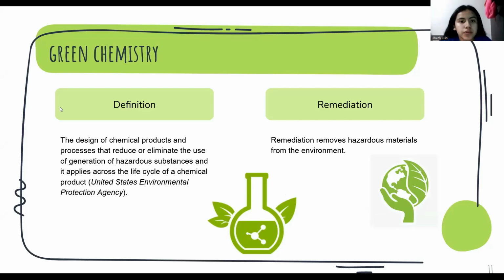The concept of green chemistry: according to the United States Environmental Protection Agency, green chemistry is defined as the design of chemical products and processes that reduce or eliminate the use or generation of hazardous substances, and that applies across the life cycle of a material product. On the other hand, we have remediation, and remediation removes hazardous materials from the environment. The difference between these two is that green chemistry keeps hazardous materials out of the environment in the first place, and remediation removes them, like the ones that are already in the environment.